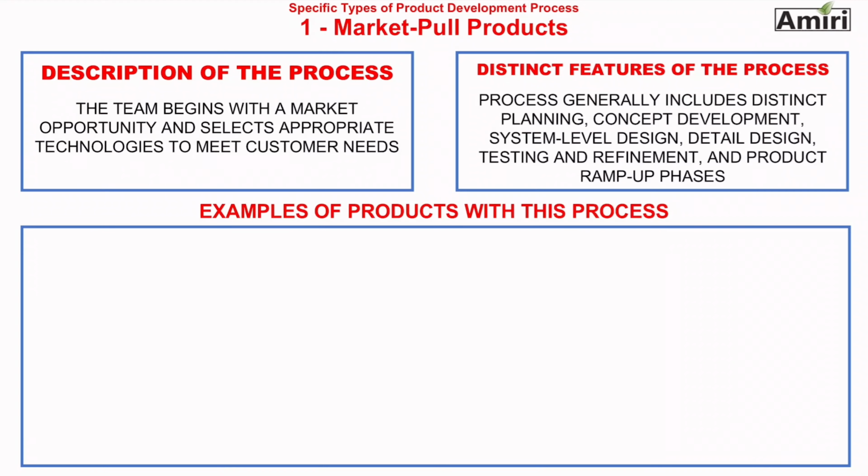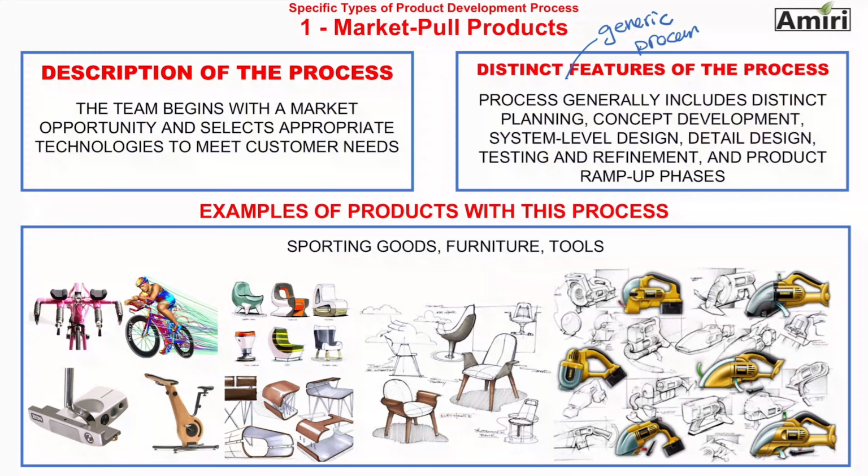product ramp up. This is the same as the generic product development process, or that generic mechanical design process. A great example of this is sporting goods, furniture, tools. Companies see a demand for a better baseball bat, for example, a more ergonomic office chair, or a more durable wrench, and then work to develop the technology that meets that demand and that need.